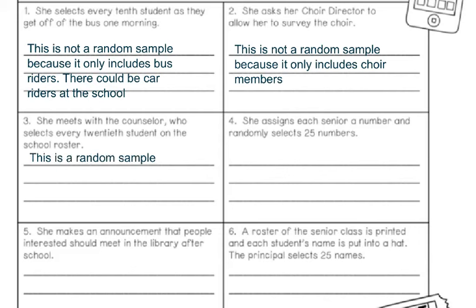Scenario 4 says she assigns each senior a number and randomly selects 25 numbers. I want you to pause the video and think about it. Does this give every member of the senior class the same chance to be surveyed? Press play when you're ready to check. Since this survey needs to know about seniors, this is a random sample. Each senior has the same chance of being randomly selected.